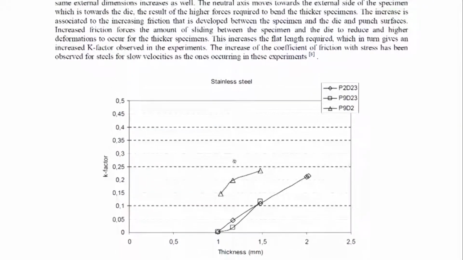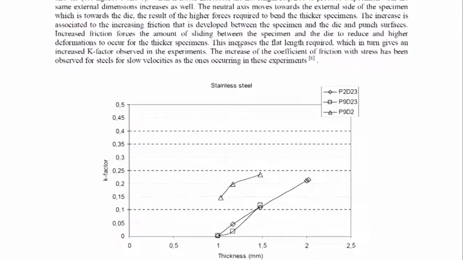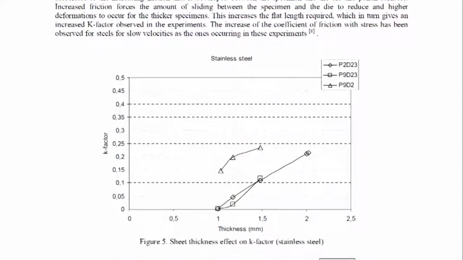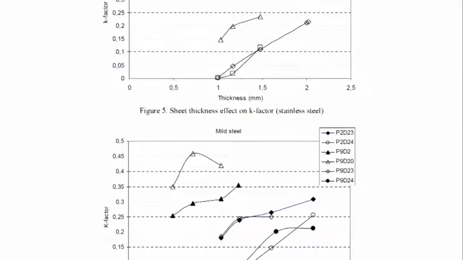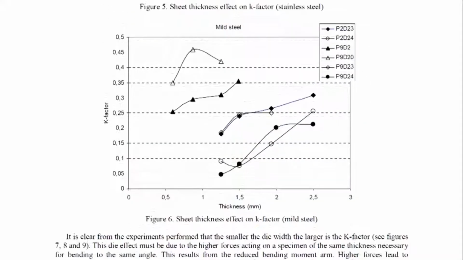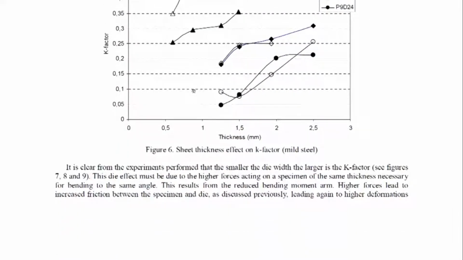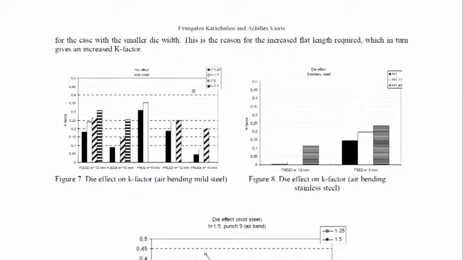And then, most important, have you seen here, it says: coefficient of friction with stress has been observed for steels for slow velocities, as the ones occurring, and so on. So, the amount of different types of forces and the reproducibility, all of it is available in books.